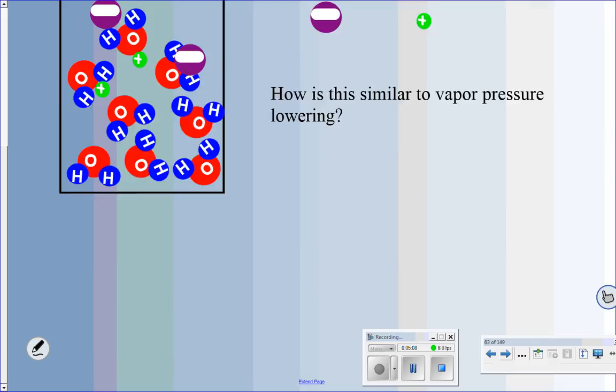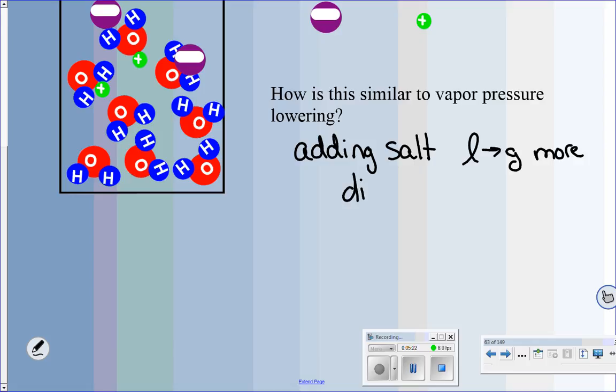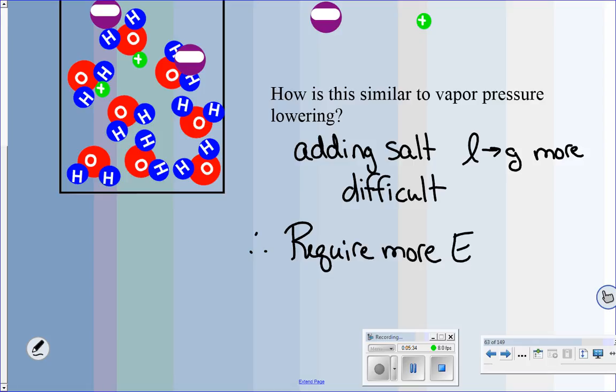Just like with vapor pressure lowering, by adding salt, the liquid to gas transition for water is more difficult. Therefore, it is going to require more energy to boil the water. We would have to raise the water to a higher temperature in order to get it to go from that liquid to gas phase. More energy, higher temperature.